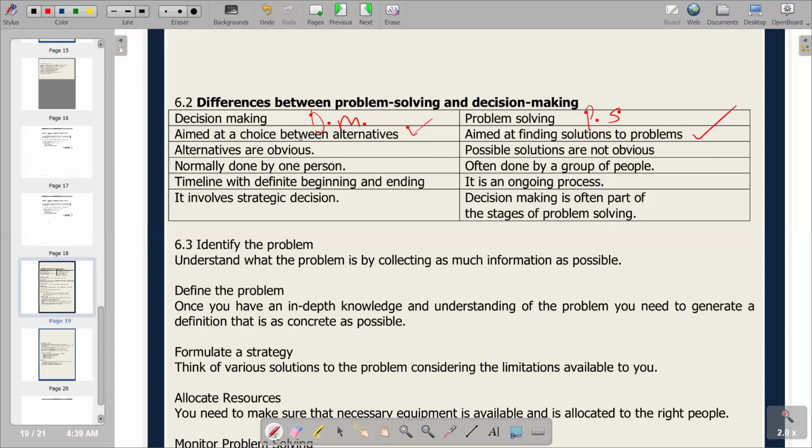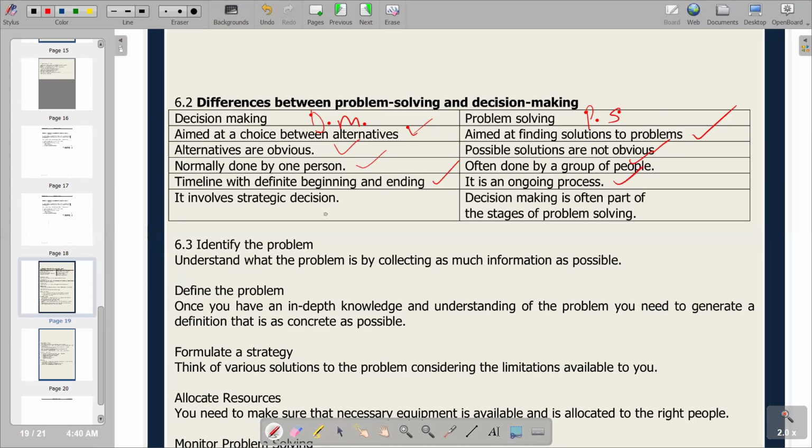And the second difference: alternatives are obvious under decision making. We have got alternatives at hand, so they are obvious. But in problem solving, possible solutions are not obvious. We have to come up with the solutions. Then decision making is normally done by one person, you can just make a decision on your own, but problem solving needs various people so that you can come up with a better solution, often done by a group of people. And then a timeline with a definite beginning and ending is under decision making. Then problem solving is an ongoing process. It should be an ongoing process because problems are encountered from time to time.